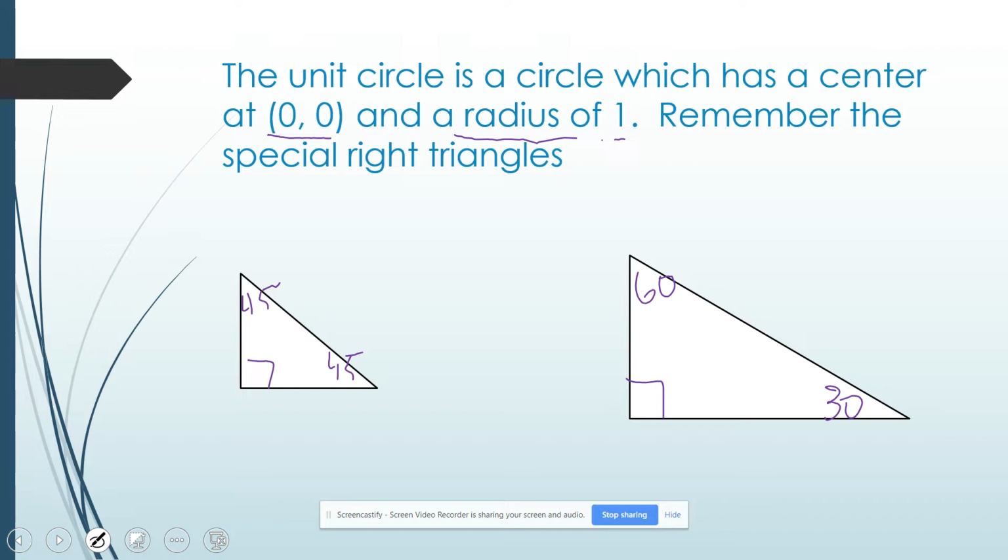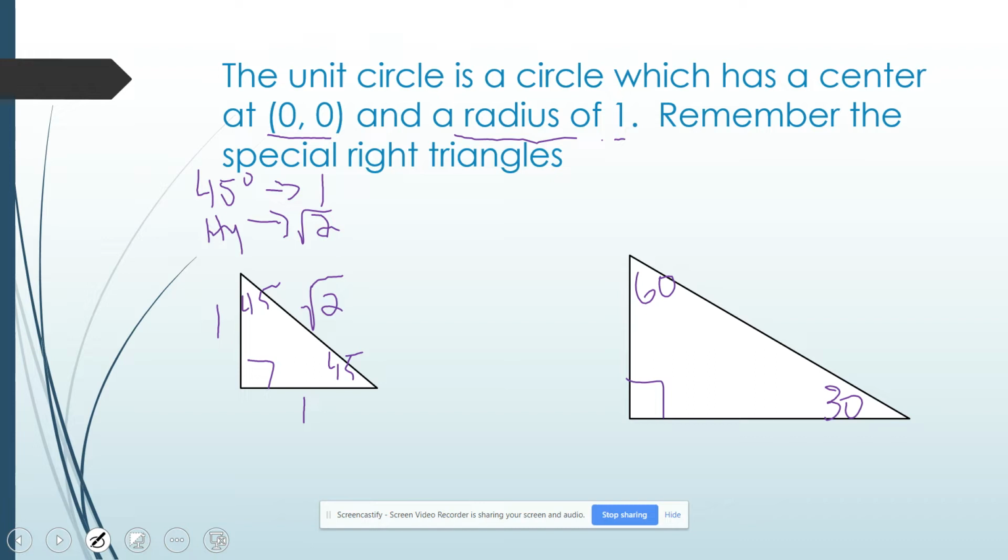For our 45-45-90 triangle, we have legs of length 1 and a hypotenuse of square root of 2. So 45 degrees is always going to have a length of 1 opposite. And then the hypotenuse on this is always going to be the square root of 2 in the unit circle.